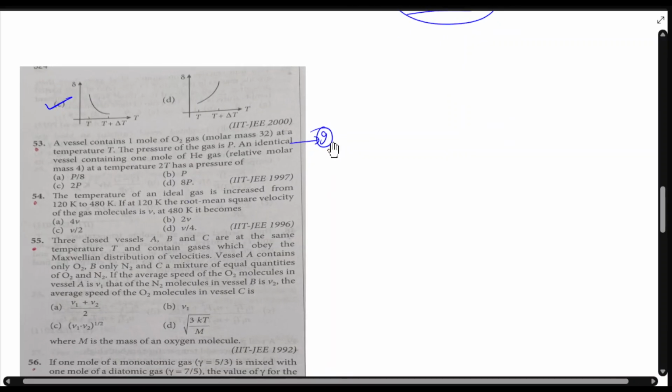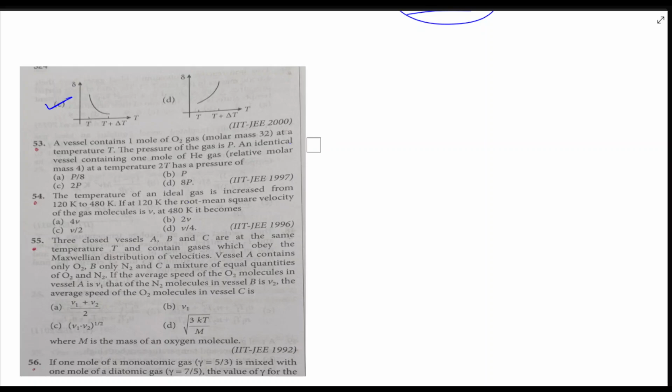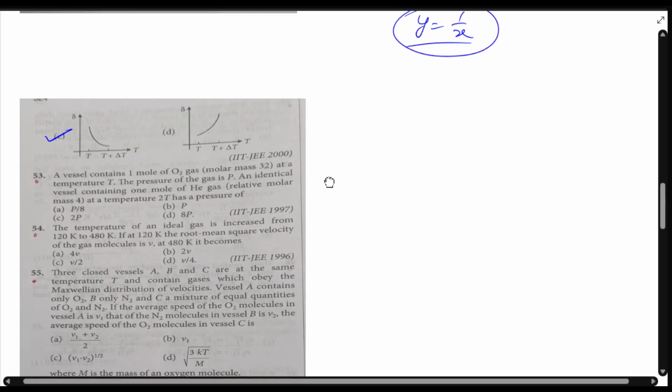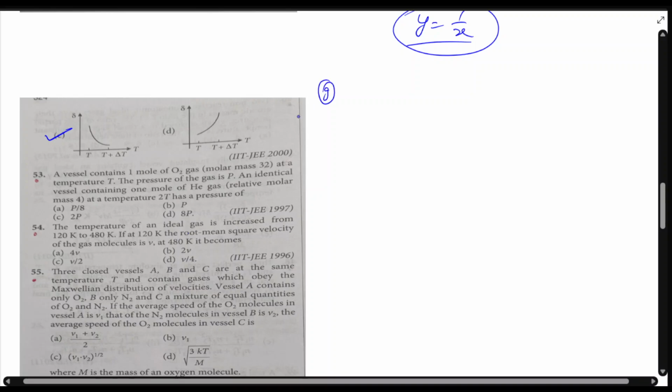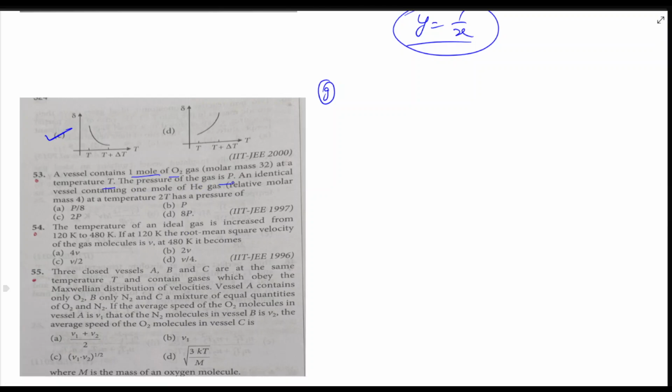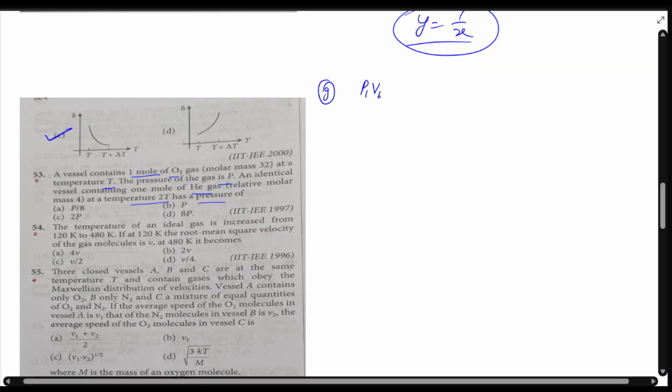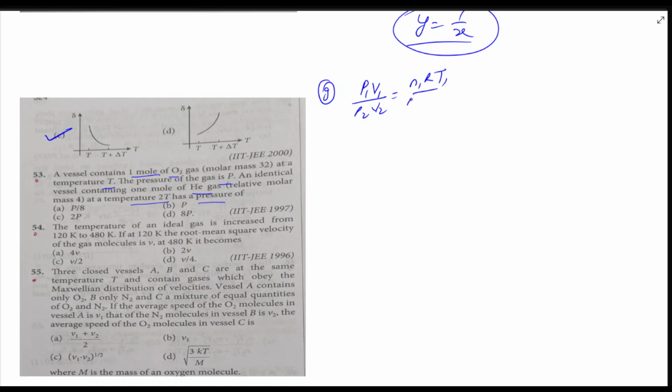So what we have here is a vessel containing 1 mole of O2 at a temperature T. The pressure of the gas is P. An identical vessel containing 1 mole of helium at a temperature 2T has a pressure. Okay, so this is quite easy. We'll just use PV equals nRT. So we have P1 V1 upon P2 V2 will be n1 R T1 upon n2 R T2.